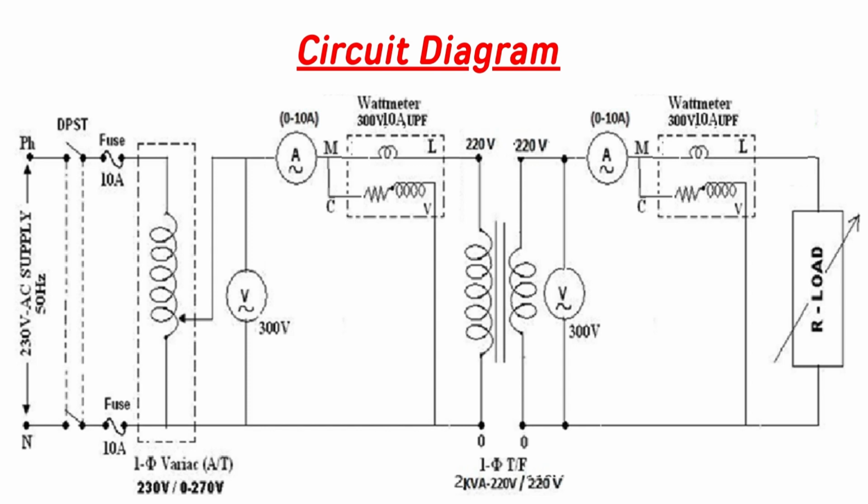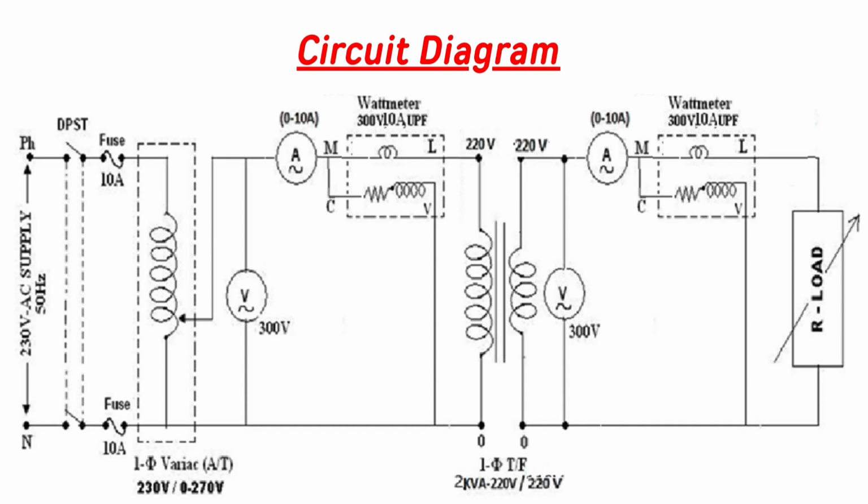Now the function of the auto transformer: the rating of the auto transformer is 230 volts by 0 to 270 volts. Auto transformer is also called variac. The supply given is a 230 volts 50 Hz AC supply, which is given to the DPST switch through fuses.